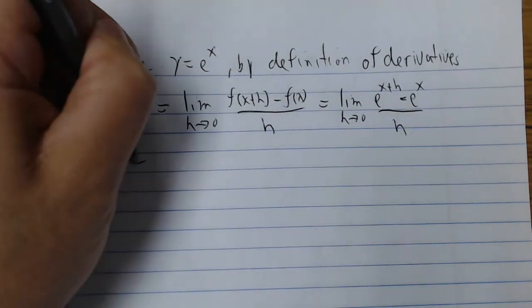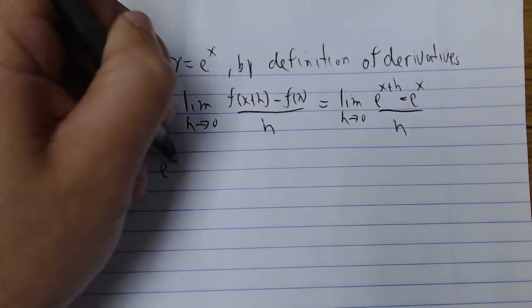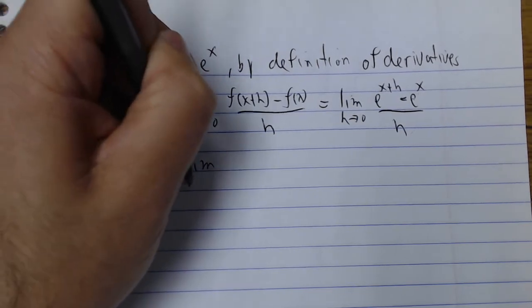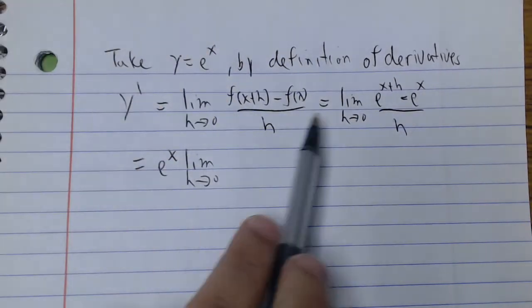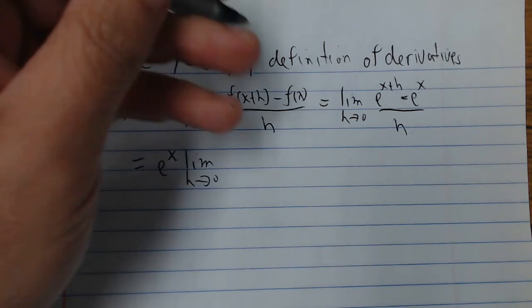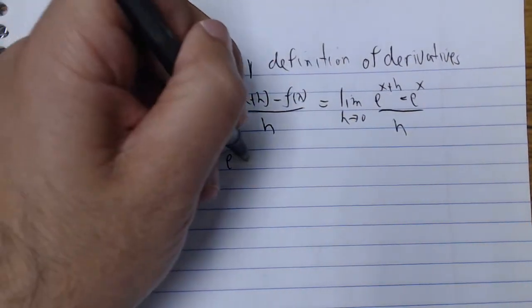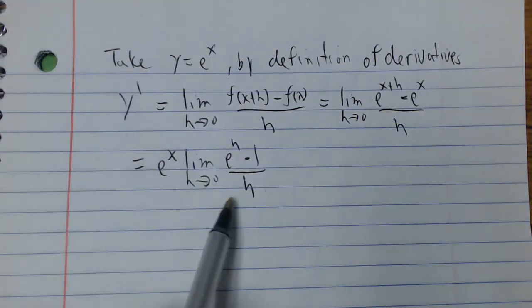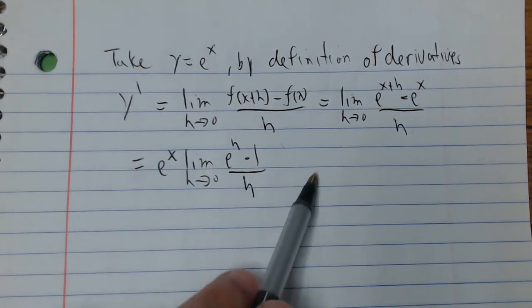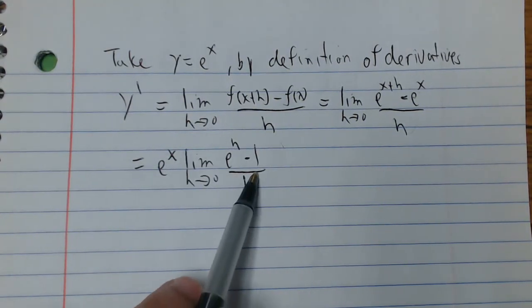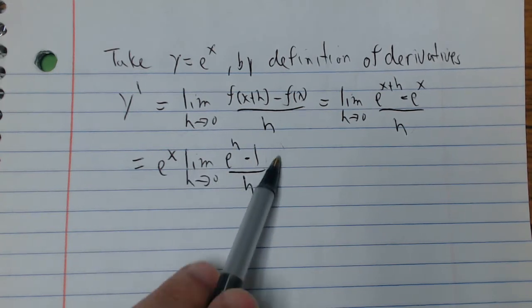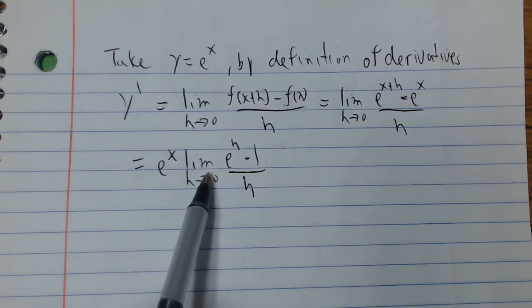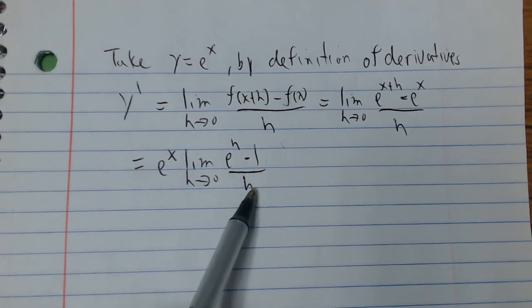So I could factor out the e to the x, which gives me the limit as h approaches 0, and if I factor out an e to the x from this, I get e to the h minus 1 all over h. Once again, we can't cancel out what's going on with this limit as h approaches 0. I can't cancel the h out.